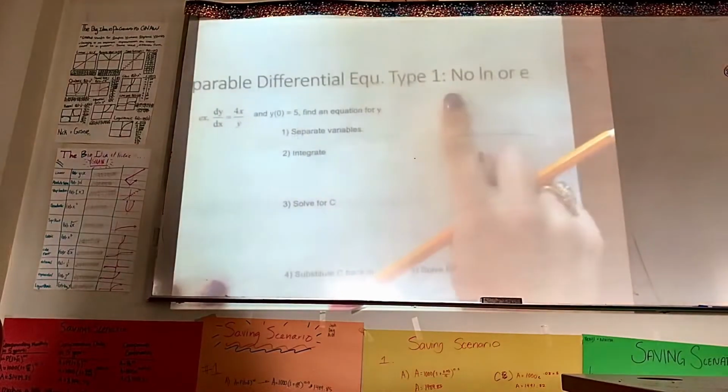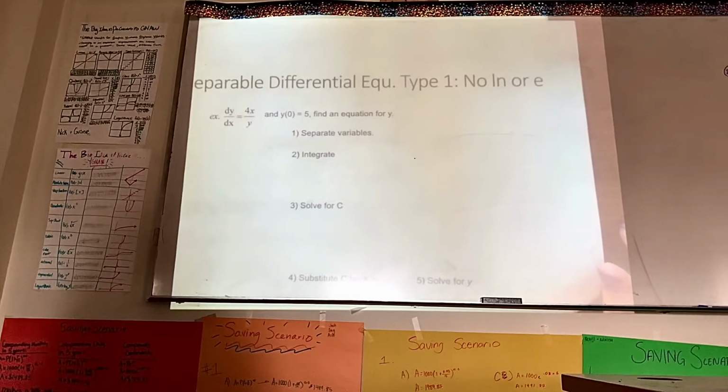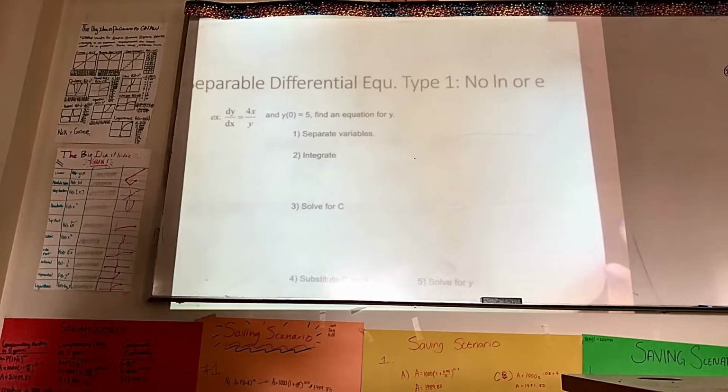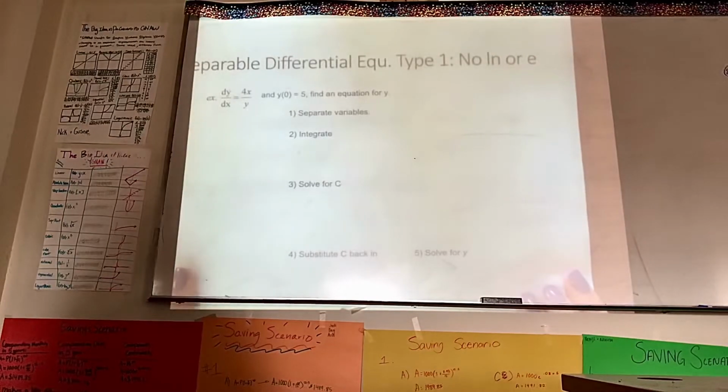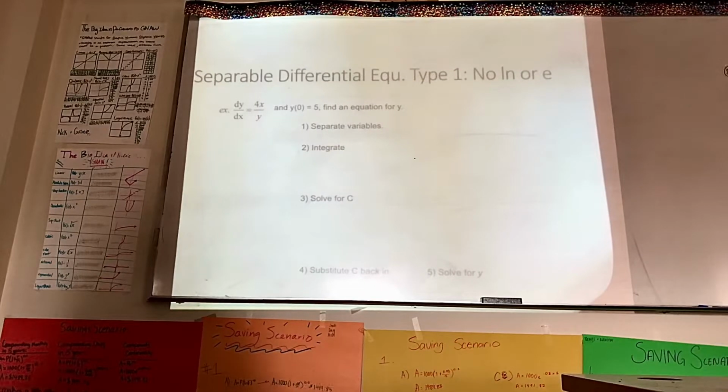Okay, so within this type, I break it up personally into 4 types. Type number 1, no ln or e. So it's all polynomials, radicals, rationals. Things that can be rewritten with exponents. You know, just integer exponents, negative integer exponents, or fractions. Not exponentials, you know? Okay, these problems are nice because they have steps. It's not like each step is going to be easy, but like every problem in this whole packet, we're going to follow these 5 steps.